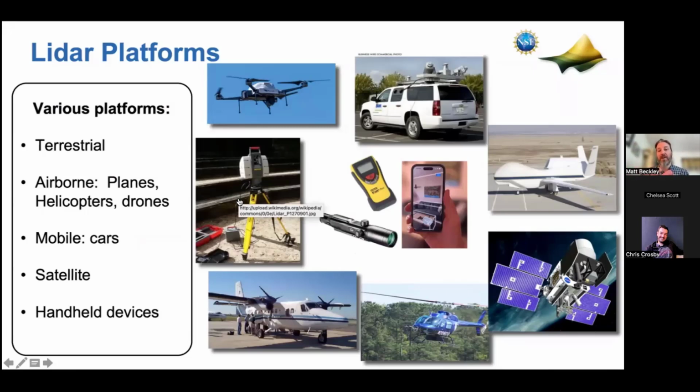You have LiDARs on drones now, cars, satellites, as I mentioned, and helicopters, which is a big one with power utility companies. We're even starting to see handheld devices that have LiDARs, like this tape measure and optical rangefinder. And many of you may know that the new iPhone has a LiDAR. In fact, we did a webinar 2 years ago that discusses how to use the iPhone LiDAR, so I would encourage users to check out our YouTube channel to see that video.